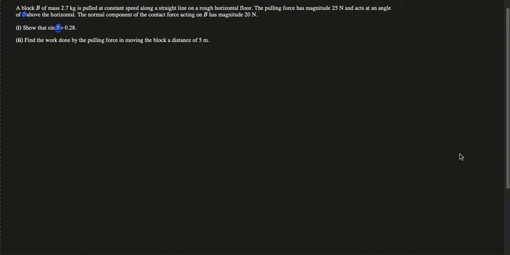A block B of mass 2.7 kilograms is pulled at a constant speed along a straight line on a rough horizontal floor. The pulling force has a magnitude of 25 newtons and acts at an angle theta above the horizontal. The normal component of the contact force acting on B has a magnitude of 20 newtons.